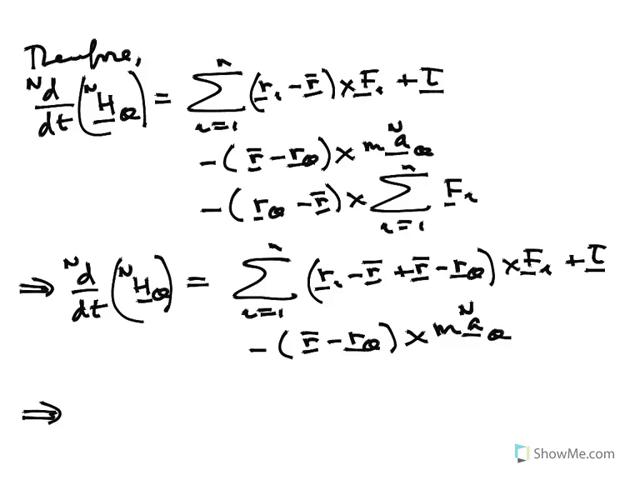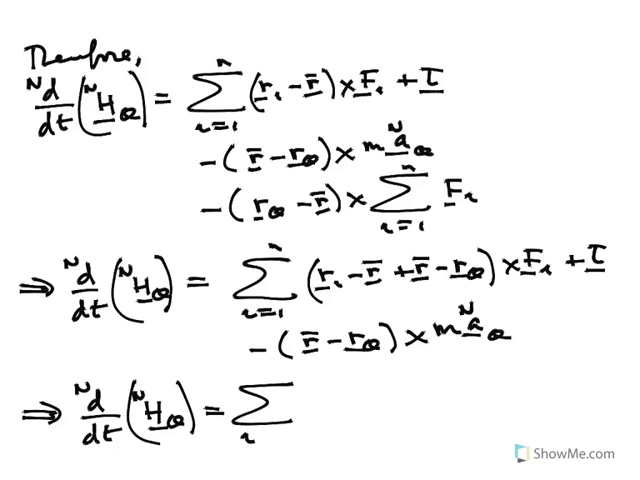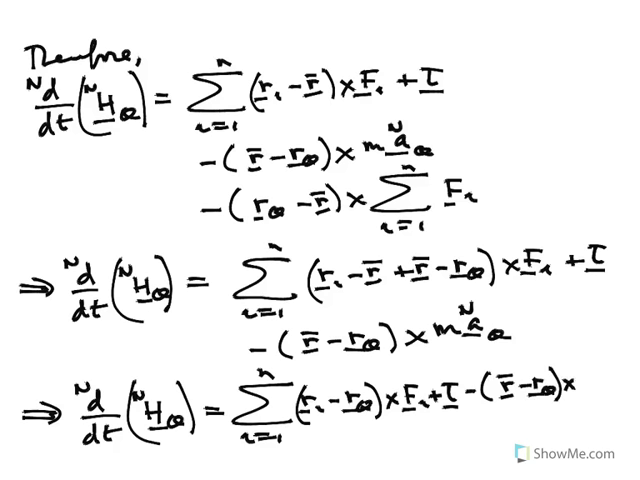So therefore, we get the result that the rate of change in N of H_Q in N is equal to the sum from i equals 1 to n of (r_i minus r_Q) crossed with F_i plus tau, and then minus (r bar minus r_Q) crossed with m a_Q in N. But now look at this term right here. This term is equal to the moment relative to point Q.